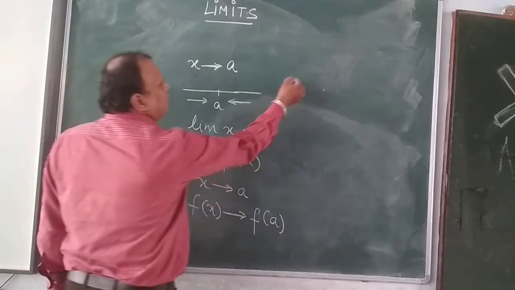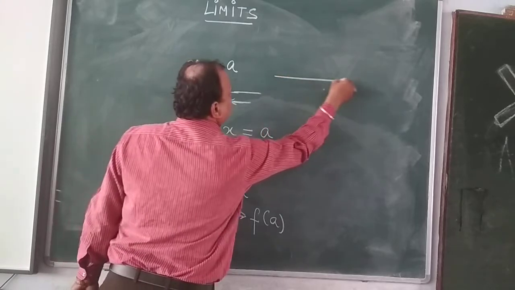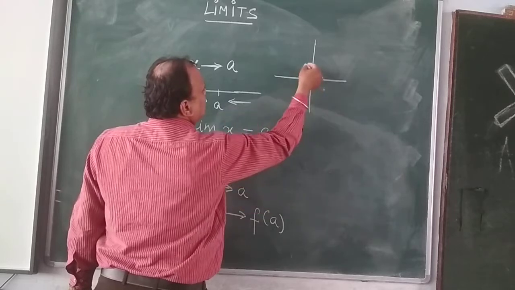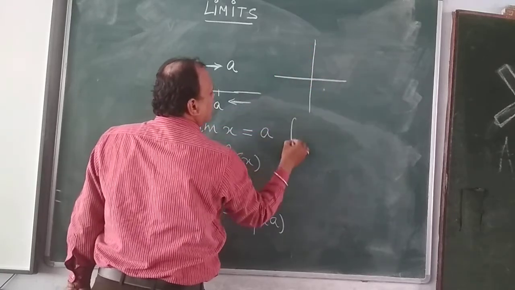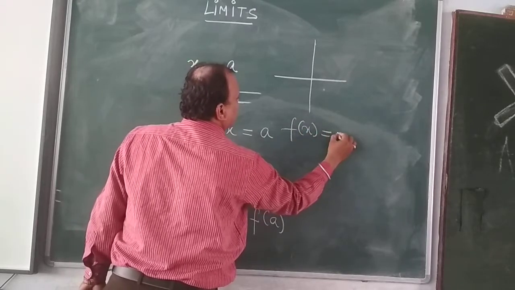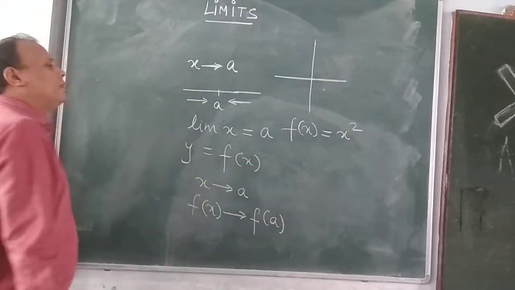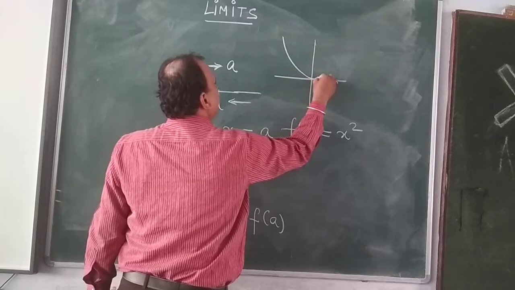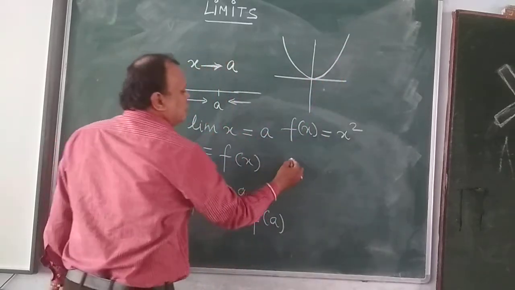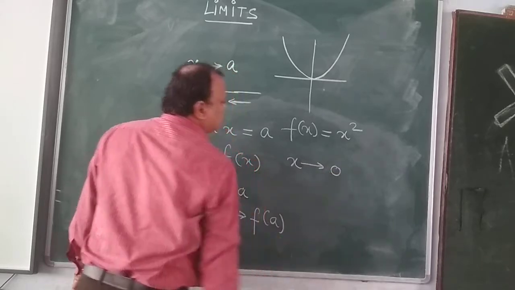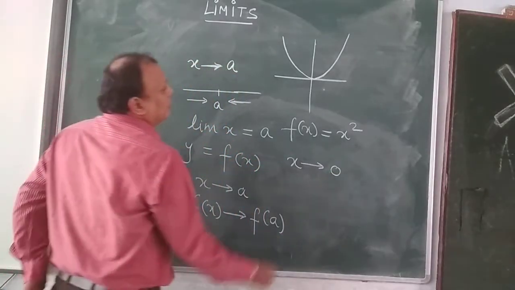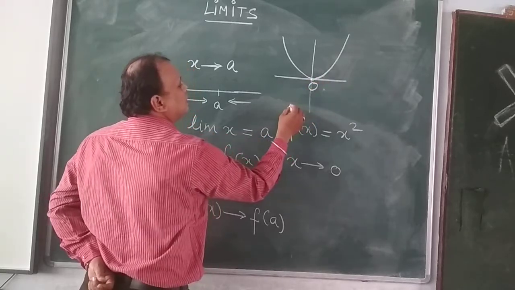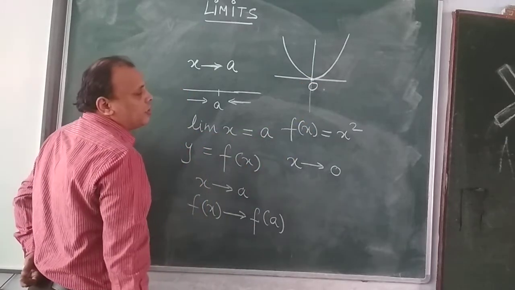As an example, if you would like to state it in this way, consider the graph f of x is equal to x squared. In this particular situation, we know that this is a parabola like this. Let us take all those values which are approaching 0 as x tends to 0. Then clearly we are talking about this point 0, the origin of the Cartesian coordinate system.